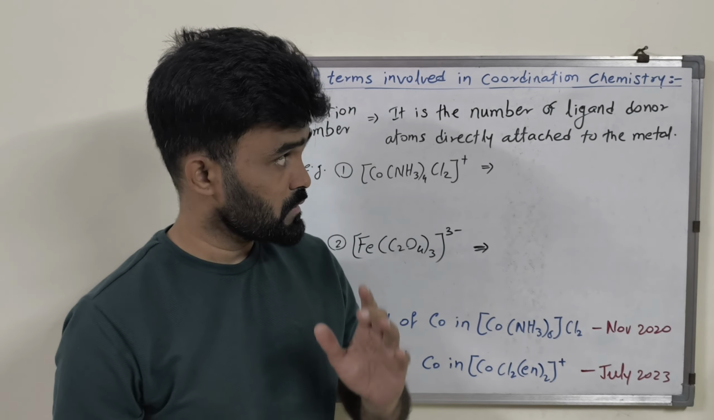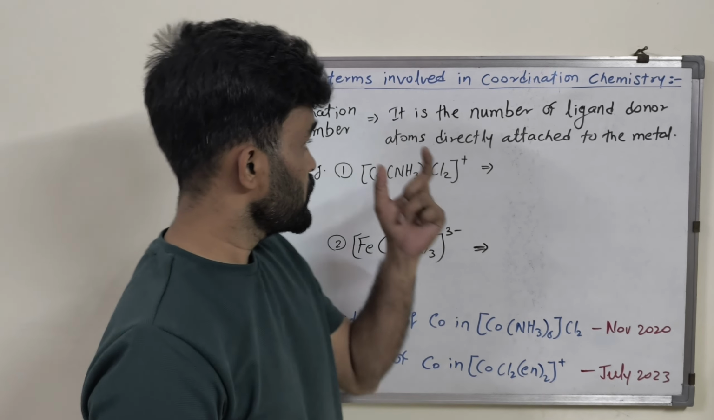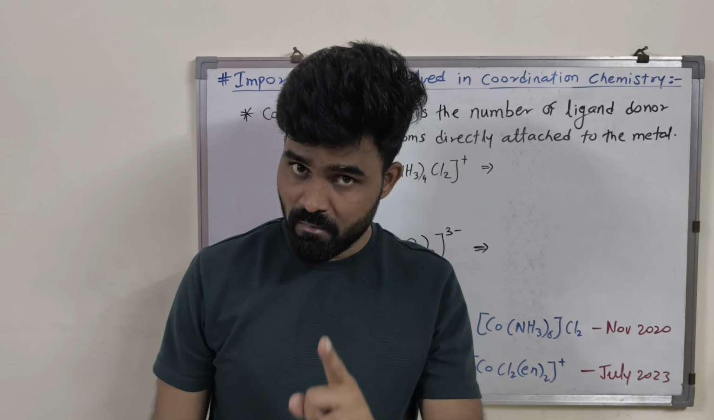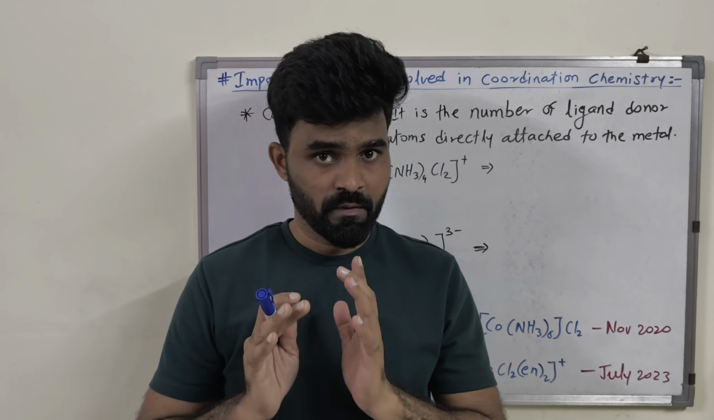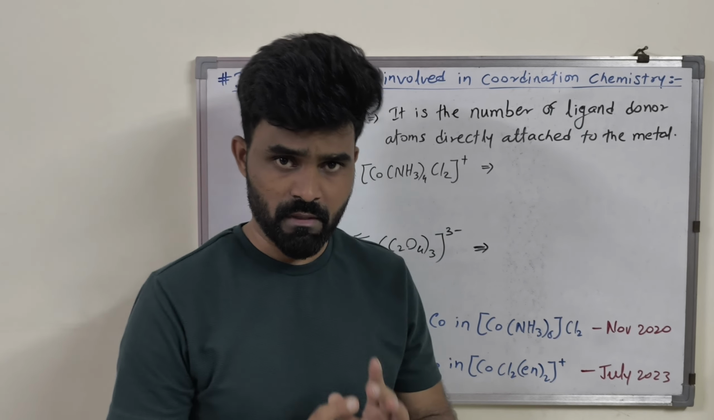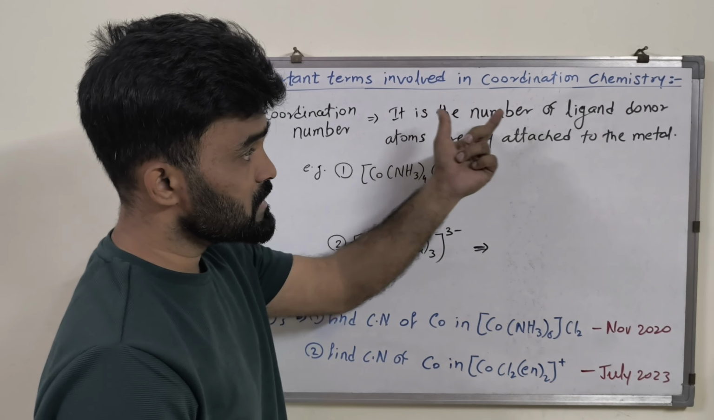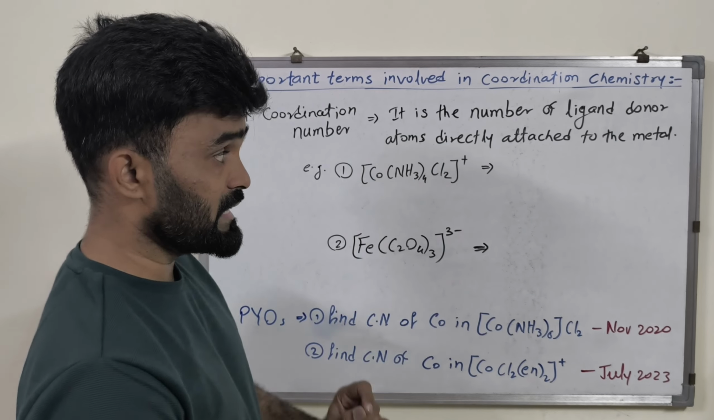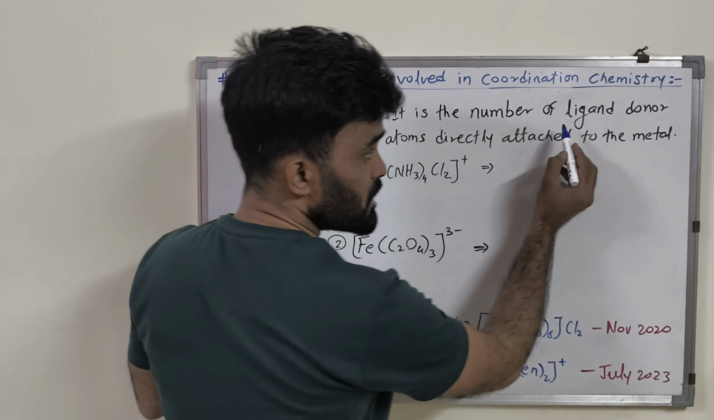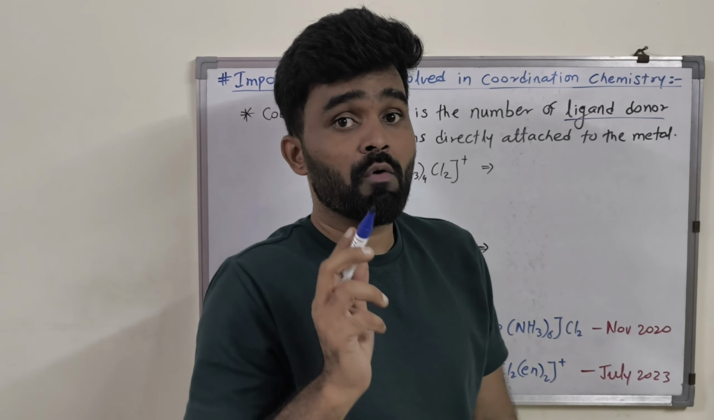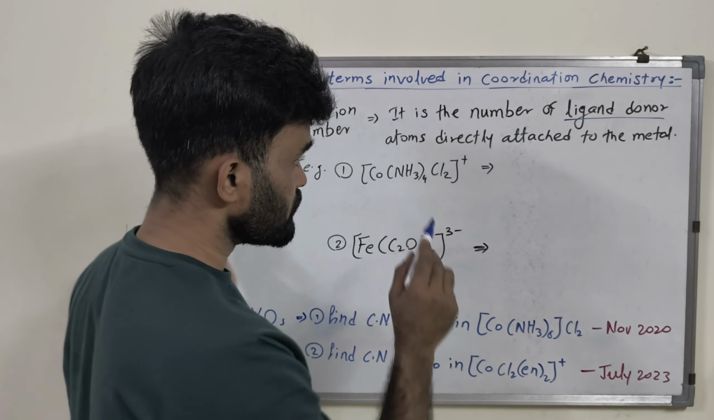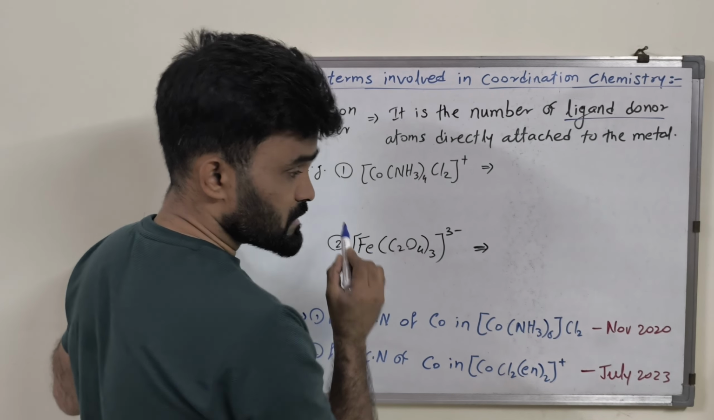Okay, so now the next important topic is coordination number. Question can be asked on this for 1 mark, especially in MCQs. So please focus and let's discuss what is coordination number. It is quite simple. It is the number of ligand donor atoms directly attached to the metal. Okay, ligand donor atoms, not the number of ligands. Now in this let's check.